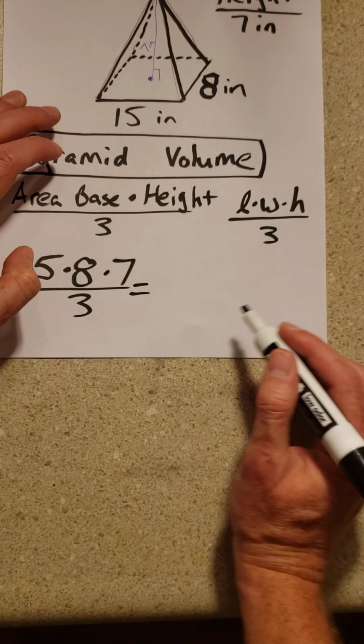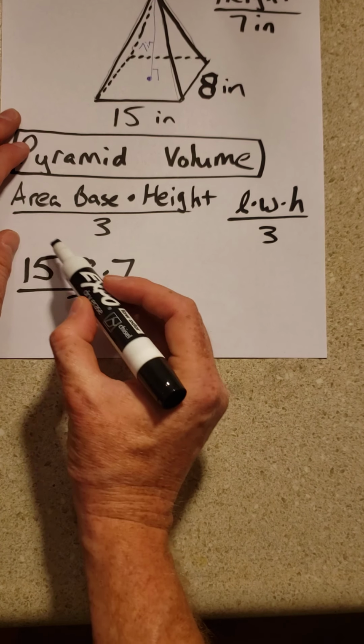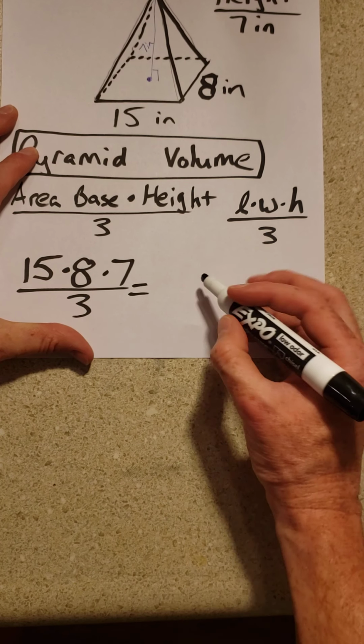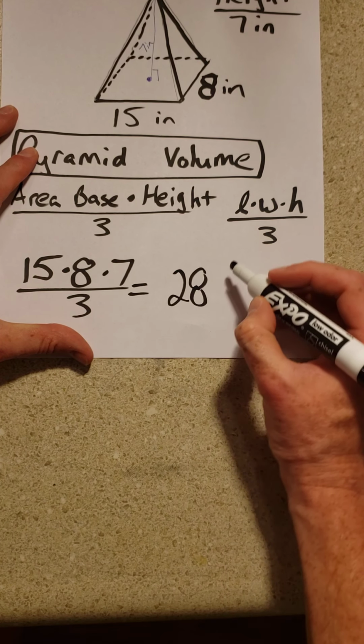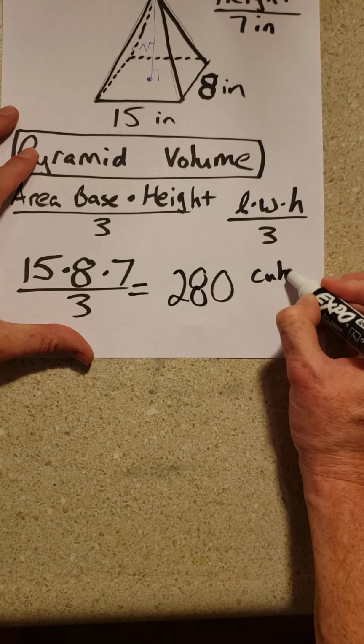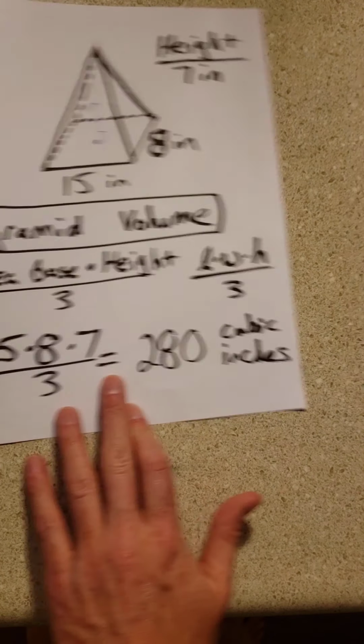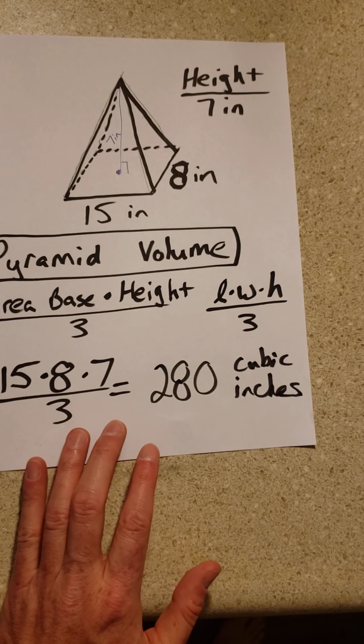When you punch this into your calculator, this is about 840 cubic inches. And then you divide that by 3 to get 280 cubic inches. You can see it for a second longer there if you need to.